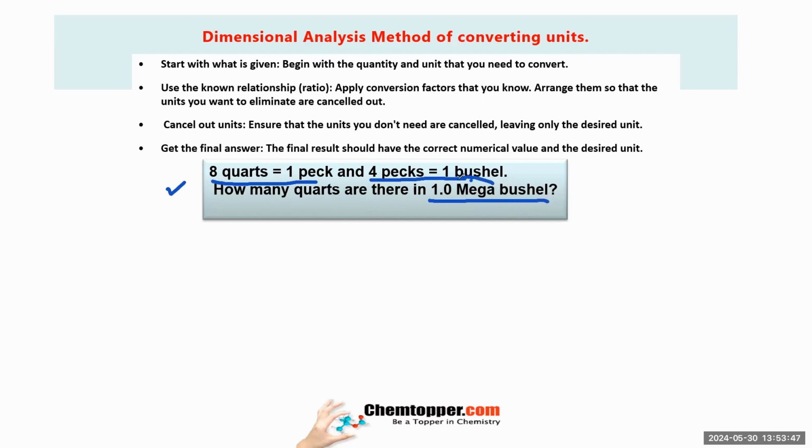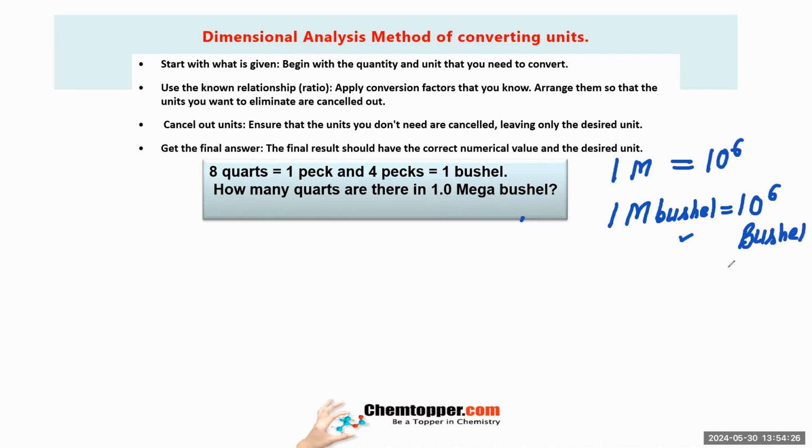If you look at this, mega is a prefix which we were using in the metric system. And we know that 1 mega is a bigger unit, it is 10 raised to power 6. So here I can say 1 mega bushel is 10 raised to power 6 bushel. That I already know. This ratio is not given because they are expecting you to know the prefixes of the metric system. So let's start with what is given to us.